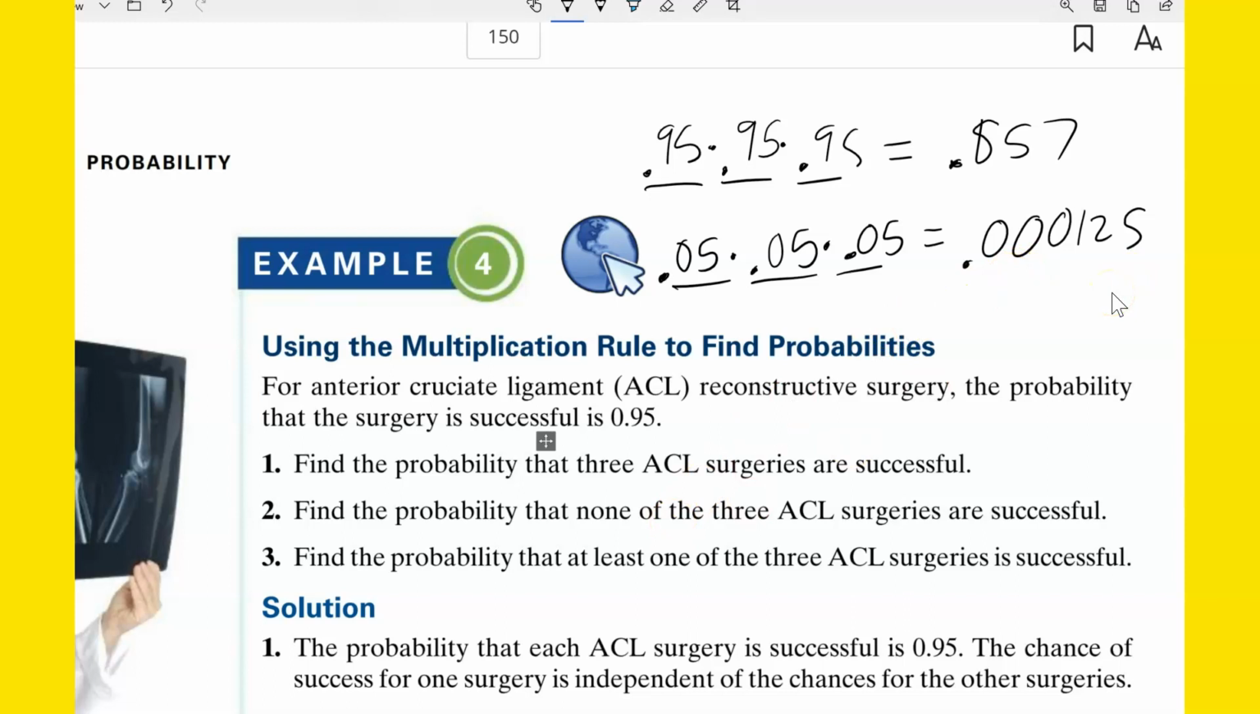So, the answer to number 3 is 1 minus the answer to number 2. So it's 1 minus 0.000125, which is 0.999875.